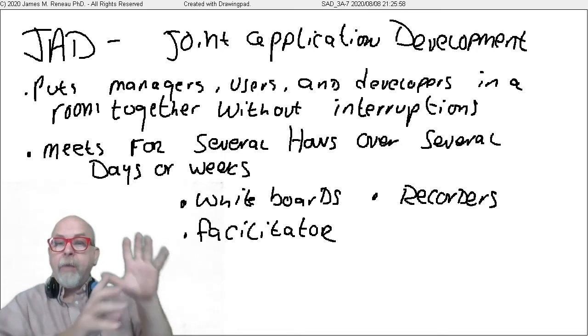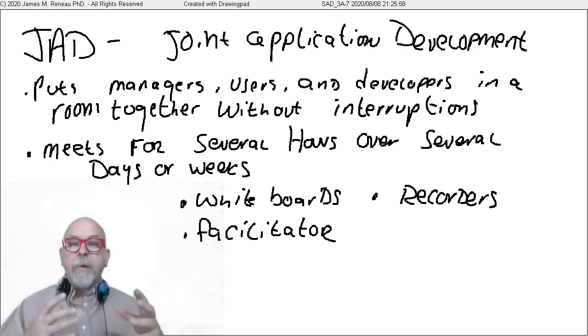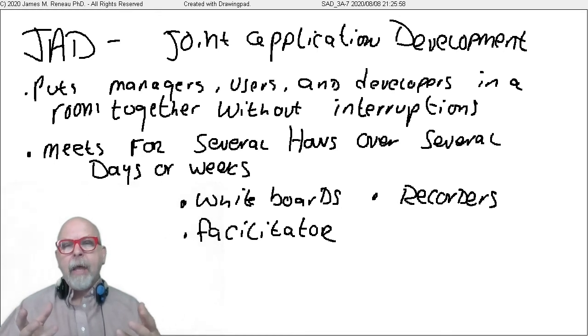And they'll go, yeah, and then we'll take a picture of that. We'll keep moving forward, or the secretary will record that, and then we'll keep moving forward. So it's a process of bringing everybody together into a room. This is a technique IBM created many years ago.